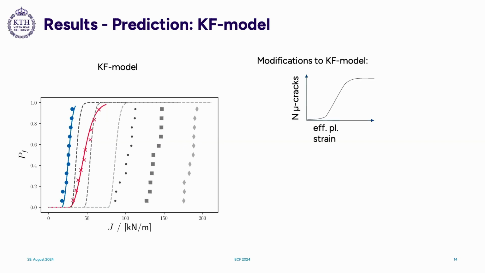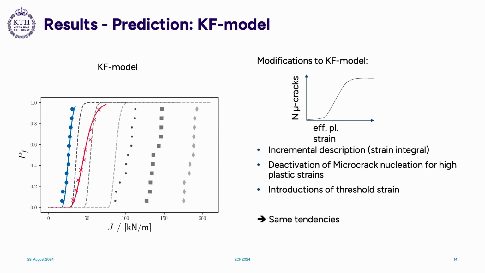And then I added some modifications to the Faleskog model. For example, when we look at the number of microcracks over effective plastic strain, there's research since the 60s, I think. We see first that in the beginning, the number of microcracks doesn't increase directly. At some point, we have this linear part, and then it becomes almost constant. So I tried all these things.